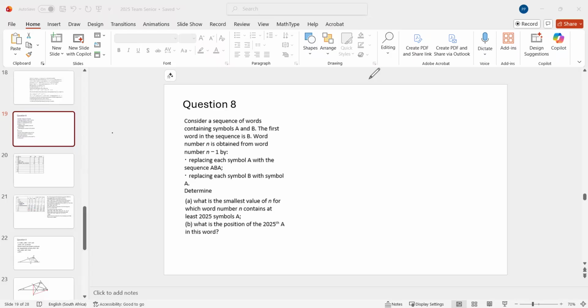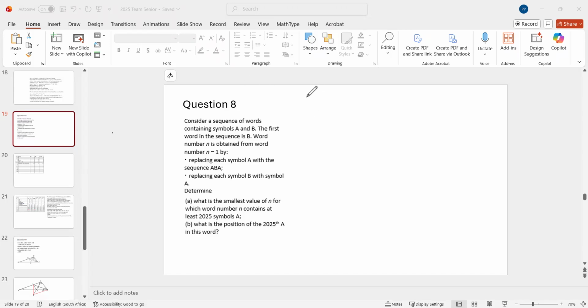Let us move on to question 8. Question 8 reads as follows. Consider a sequence of words containing symbols A and B. The first word in the sequence is B.